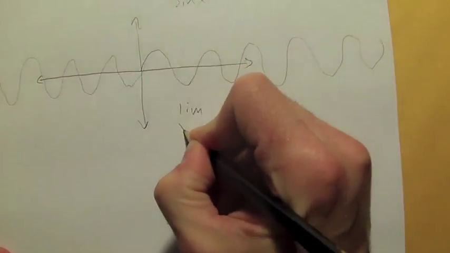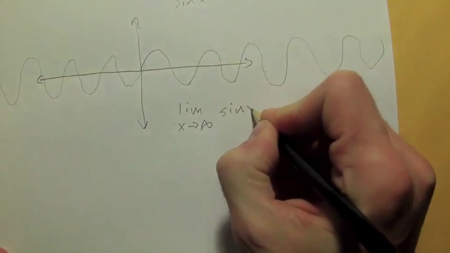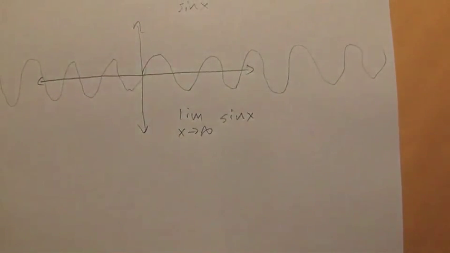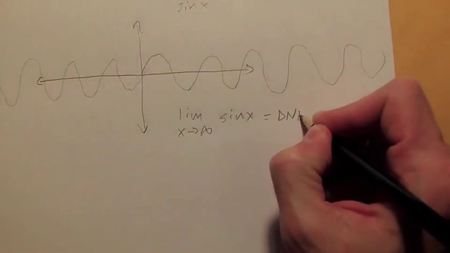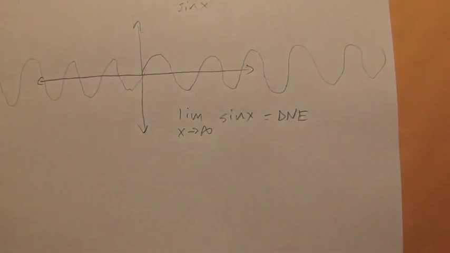So the limit as x goes to infinity of sine x, well, is it shooting off to infinity or negative infinity? No. Is it leveling off to a nice value that we might like? No. It's not doing either. So actually this does not exist. So for functions that oscillate over time and never level out as x goes to infinity or negative infinity, they just don't have a limit at infinity. Okay, so that's pretty much it for 2.5.